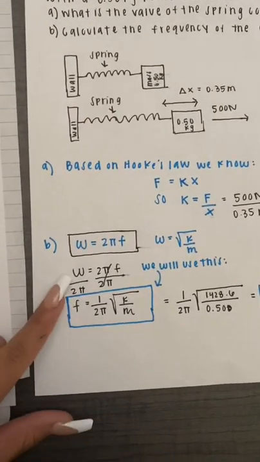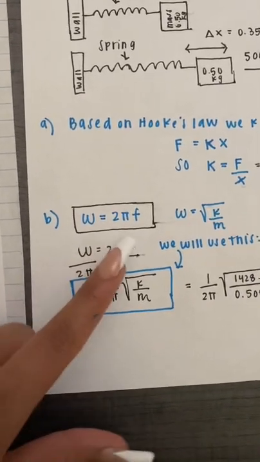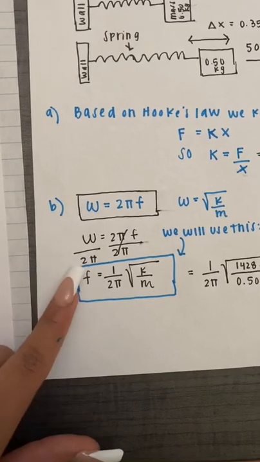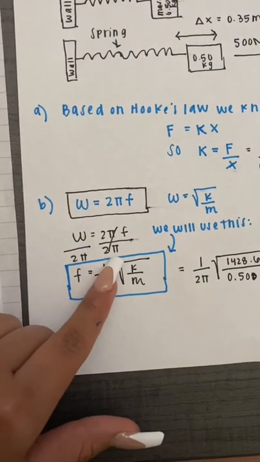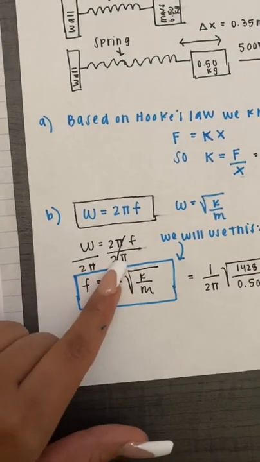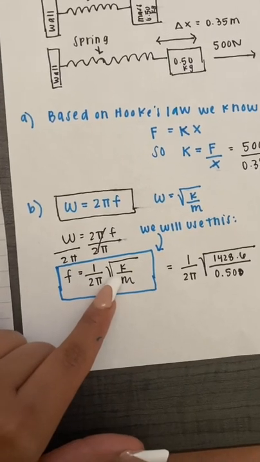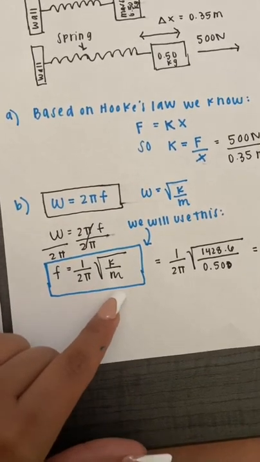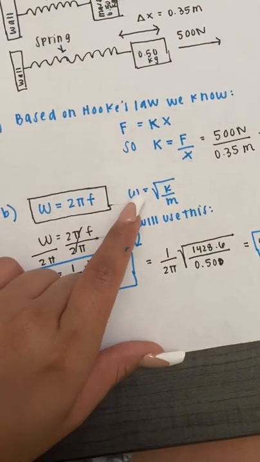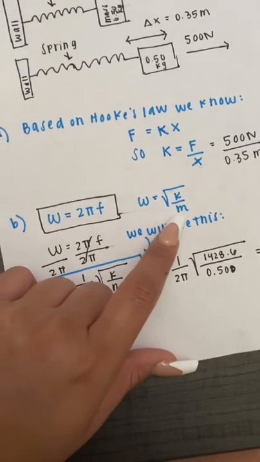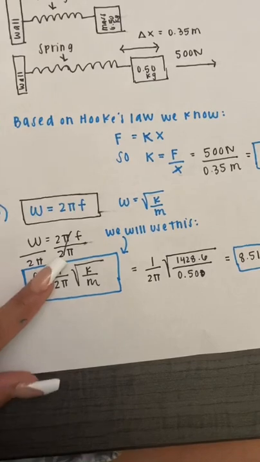Well, we know that the angular frequency is equal to 2 pi f. We're going to go ahead and solve for f. So we're going to divide both sides by 2 pi, like shown here. And then we know that f equals 1 over 2 pi times the square root of k over m. The reason we put k over m is because we know that the angular frequency is equal to the square root of k over m. Hopefully that makes sense to you.